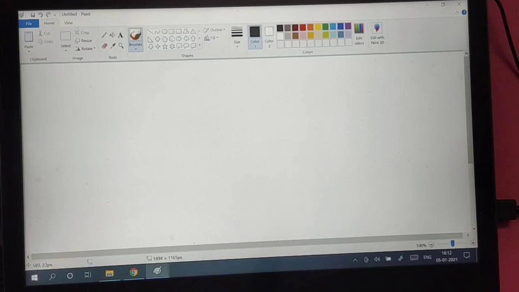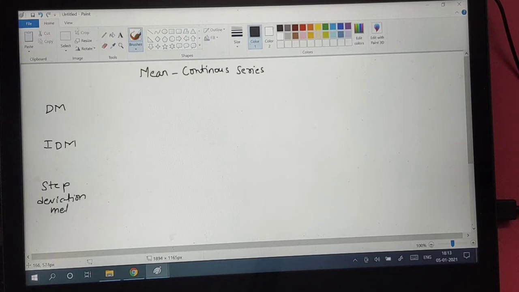Welcome to Rush Hour Prep for another session, which is going to be on mean related to continuous series. So unlike discrete series and individual series, under continuous series we have three different formulas. The first one being direct method, the second one being indirect method, and the last one which is step deviation method. Okay, so let's note down the formulas related to each of these.